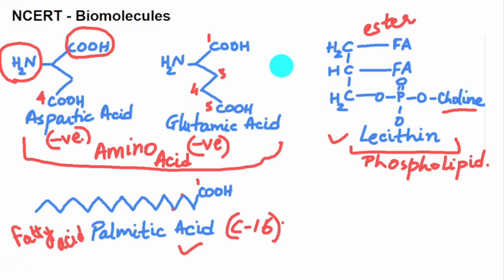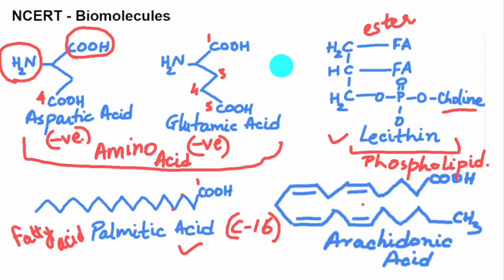The last category is arachidonic acid. So what do you see here? If you count the total number of carbon in the chain, it will be 20. There are 20 carbon atoms and 4 double bonds. So this is polyunsaturated fatty acid.